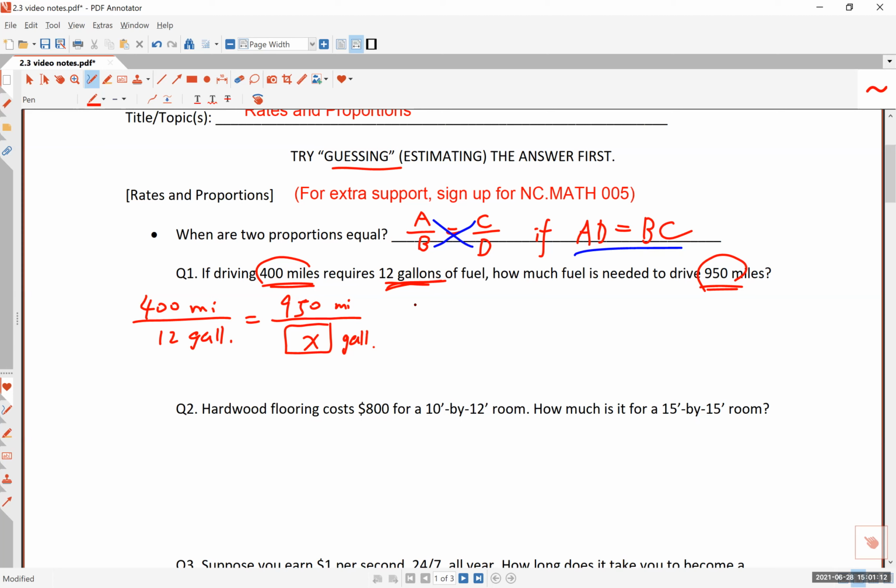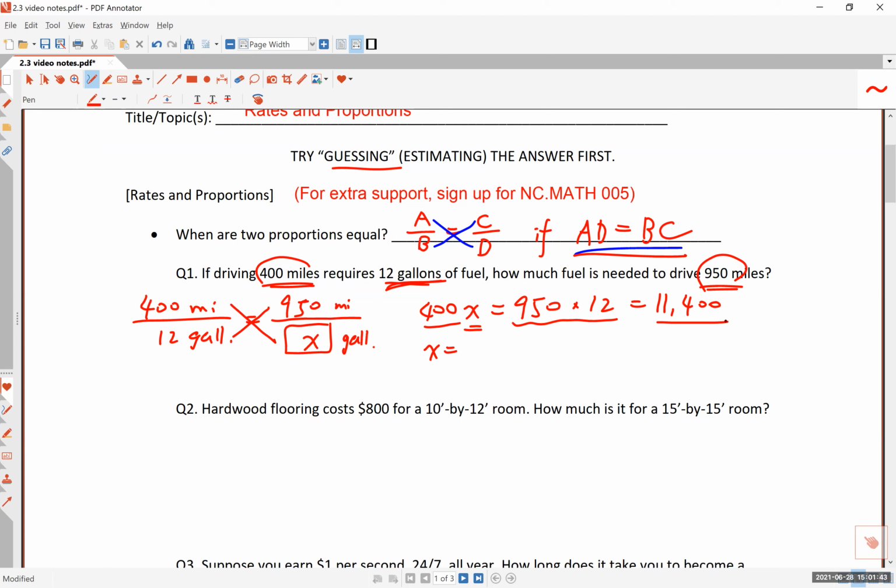So if you are solving this with cross multiplication, right? So this times this is equal to that times that, right? So 400 times X, which you can write as 400X, is equal to 950 times 12. And 950 times 12 is 11,400. You can use your calculator to calculate a big number like that. And then you divide, remember 400 times this is equal to 11,400.